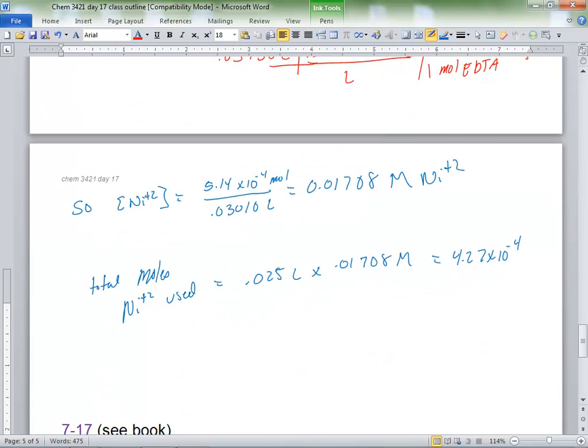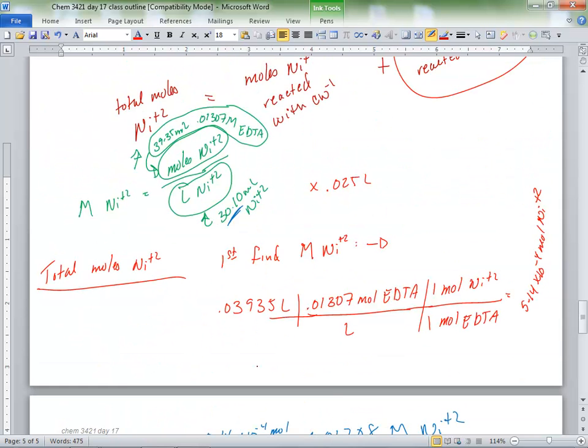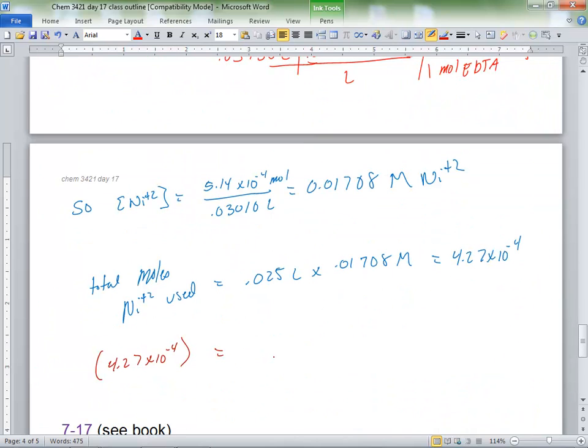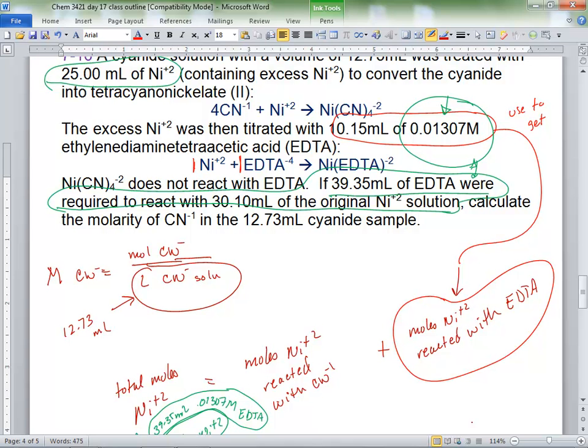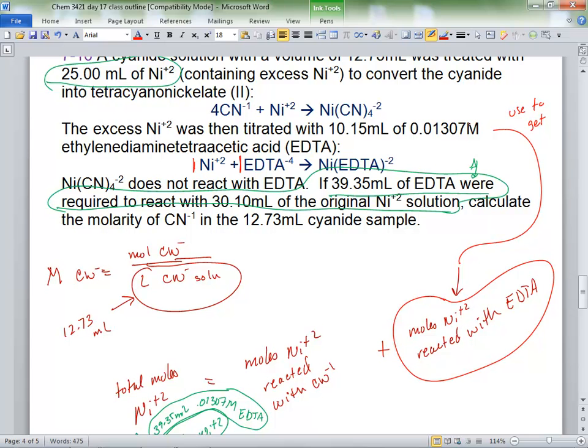Finally, okay. That was a long one. So now we can plug into our equation. It's kind of a mess up there, I better rewrite it. So I'll have 4.27 times 10 to the negative 4. That has to equal the moles of nickel that reacted with cyanide, plus the moles of nickel that reacted with EDTA. And that is all this stuff right here.